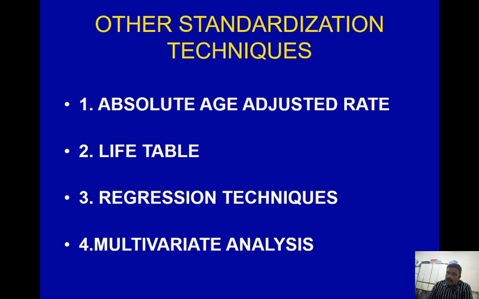Or you can say that out of 100 people in the coal mines, probably 30-40 of them already have COPD. So is it because of COPD that they are dying, or is it because of coal work, or is it because working in a coal mine they develop COPD and that's when they die? To answer all these questions, we can do something like multivariate analysis. So these are some of the other standardization techniques.